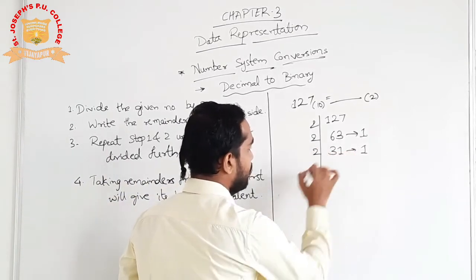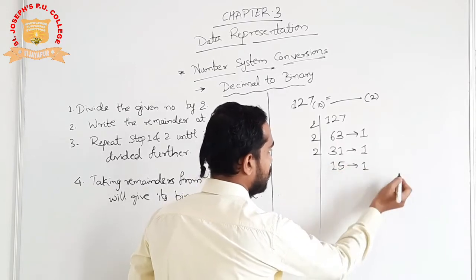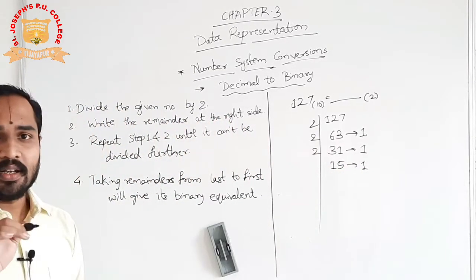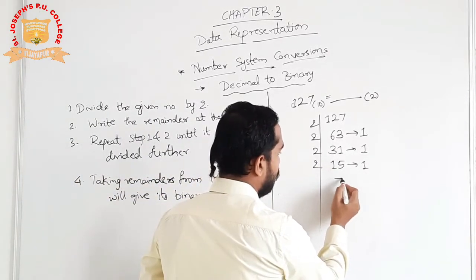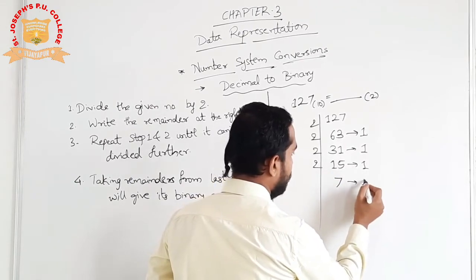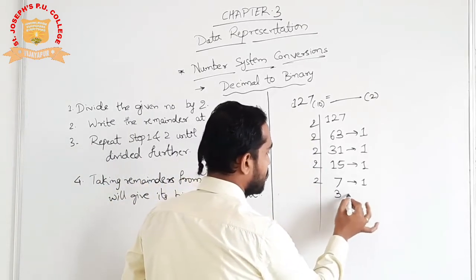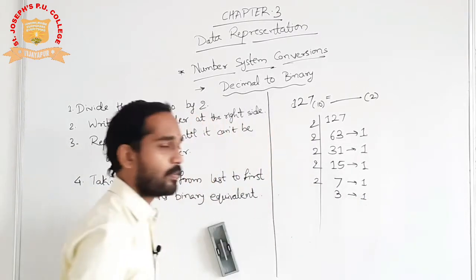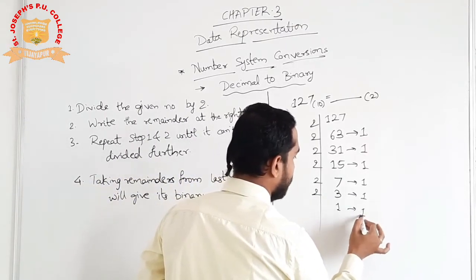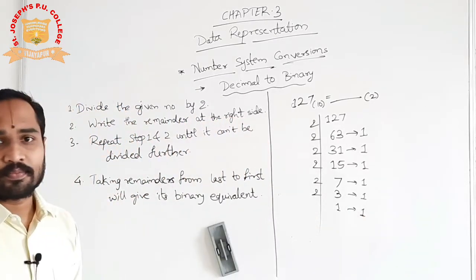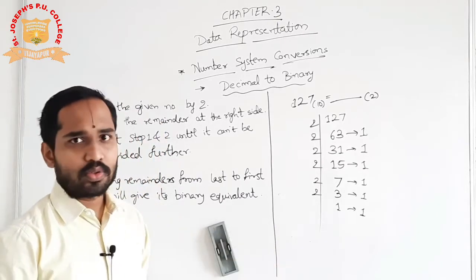Then again 31 divided by 2. 2 ones are 2. 1 is remaining. 5 twos are 10. Again 1 remains. So 15 is the quotient, but again 1 is the remainder. Then 2 sevens are 14. So again 1 is the remainder. Correct. Then again 2 threes are 6, but again 1 is the remainder. Isn't it? Again, 2 ones are 2, again 1 is the remainder. Can you divide it further now? 1 has come. Can you divide it further? No. So you have to stop here.